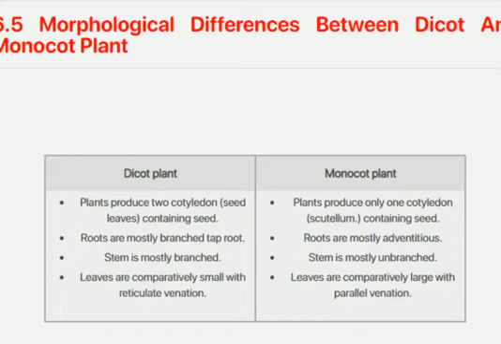Their vascular bundles are dispersed, means they are present after a gap, not arranged in a ring. The examples are, I told you before, good examples of monocot plants are rice, grass, corn, etc.